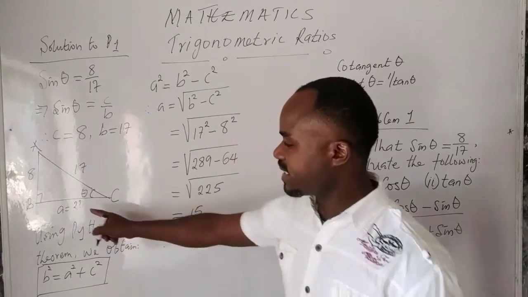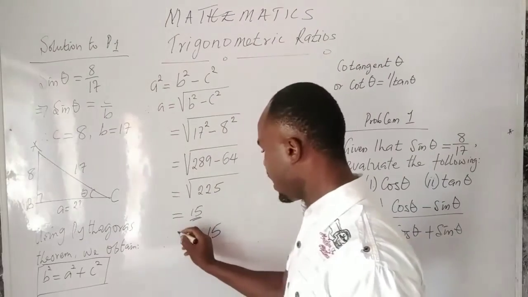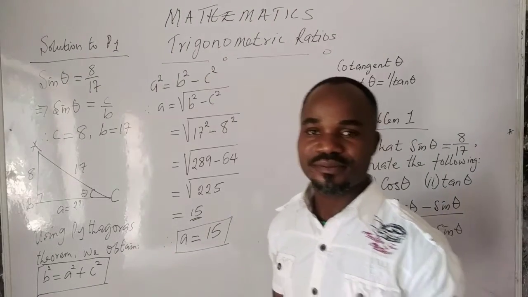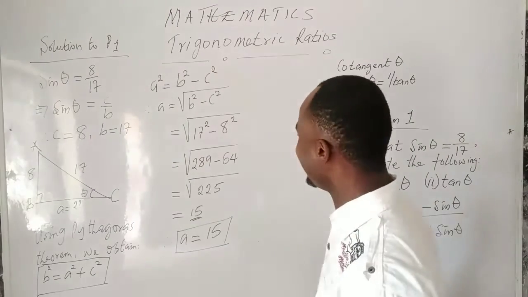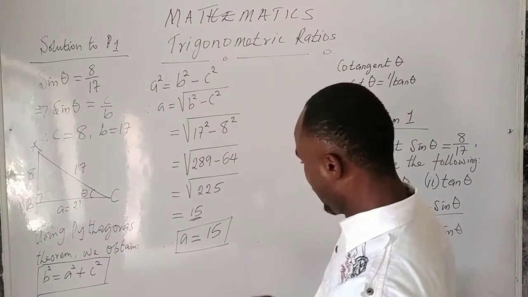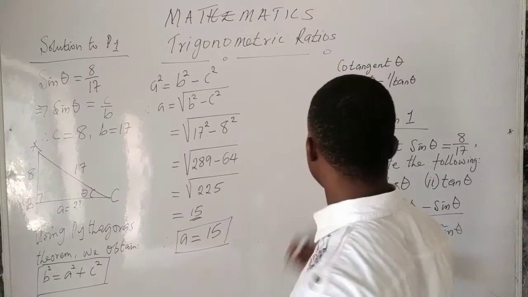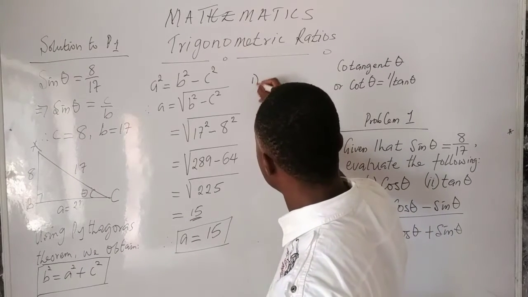So this side has been found. A has been found to be 15. We'll move on. Having found the value of A, we can now go ahead and get cos theta. Question number 1.